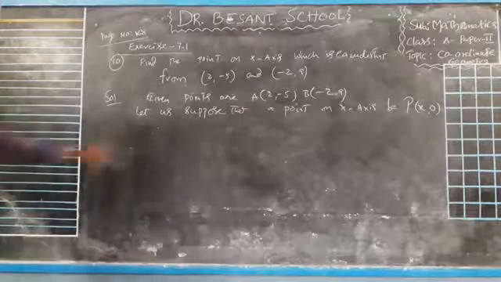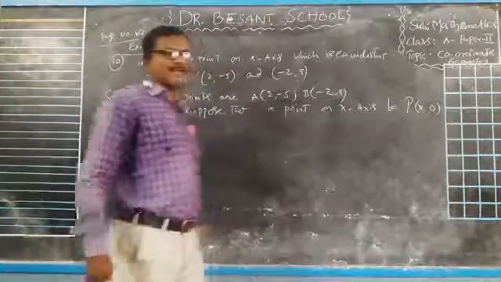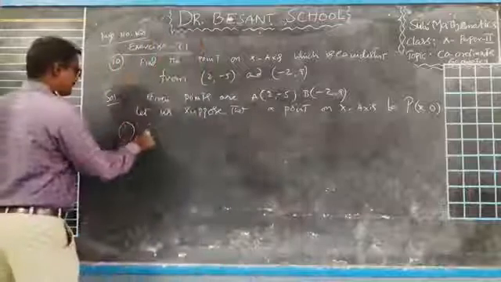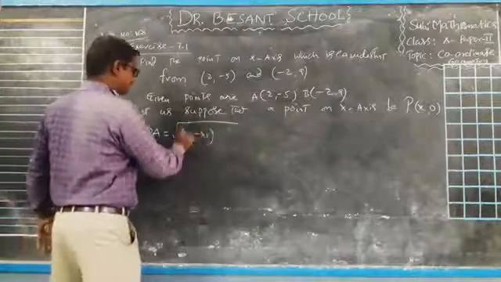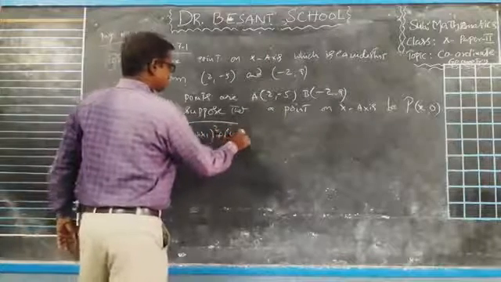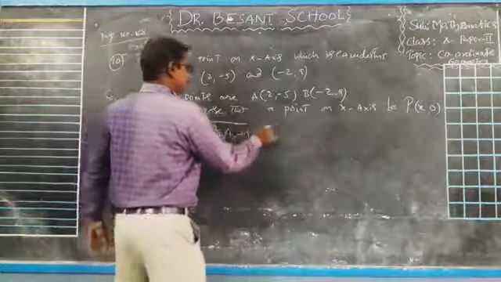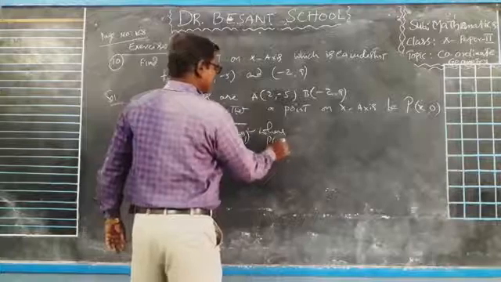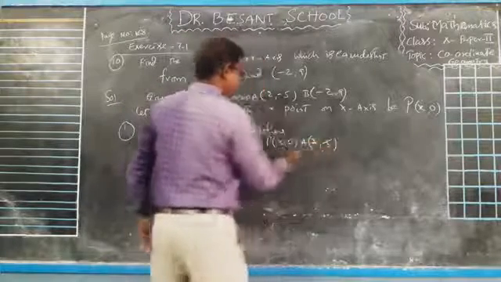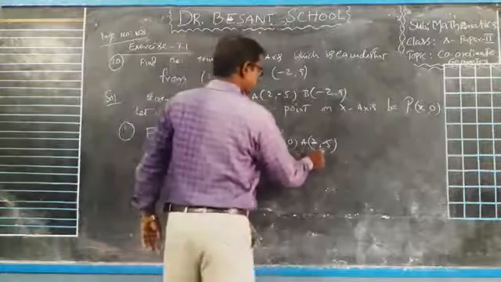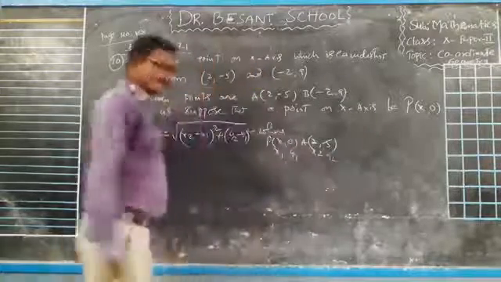So let us suppose a point on x axis be P(x, 0). First I am finding PA distance. Root over (x2 minus x1) whole square plus (y2 minus y1) whole square, where P is (x, 0) and A is (2, -5). Let it be x1, y1, x2, y2.